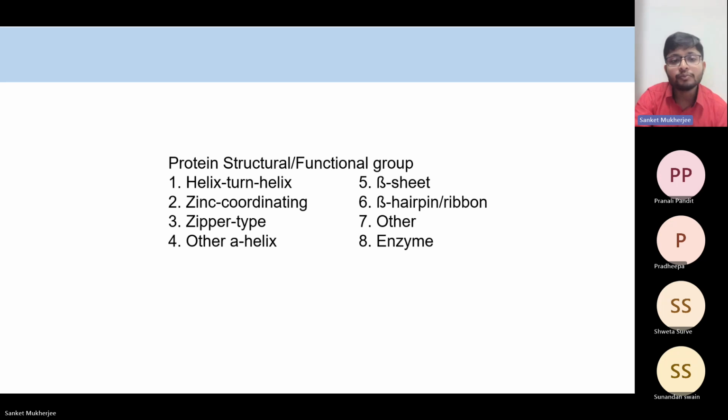Let's see. The important protein structures or functional groups present in a protein which usually interact with the DNA are either helix turn helix or zinc coordinating motif. It could be a zipper type motif, other alpha helices, beta sheet, beta hairpin structures, other structures, and some enzymes also, which are known for interacting with DNA.